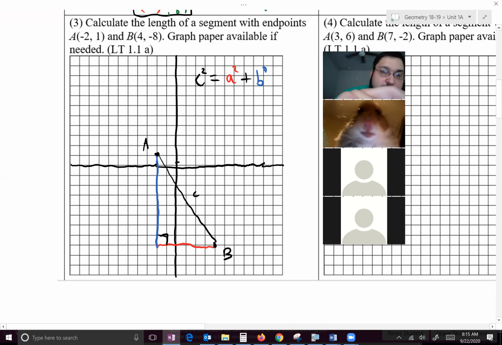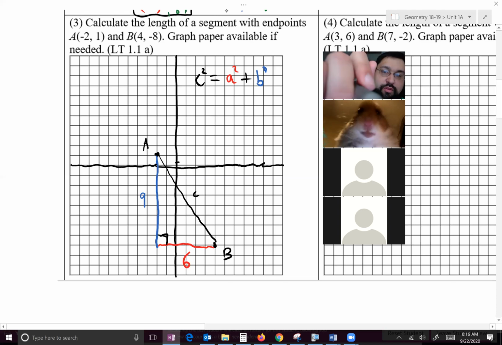A and B are pretty easy. We can just count the units. 1, 2, 3, 4, 5, 6. So that's 6 for the horizontal. And 1, 2, 3, 4, 5, 6, 7, 8, 9 for the vertical.